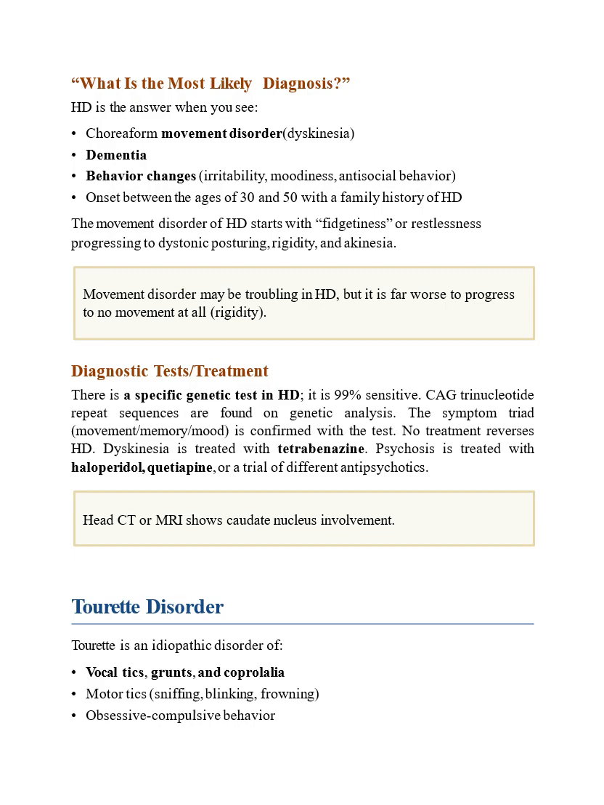When the question asks, what is the most likely diagnosis? HD is the answer when you see number 1, choreiform movement disorder or dyskinesia. Number 2, dementia. Number 3, behavior changes such as irritability, moodiness, antisocial behavior. And number 4, the onset is between ages of 30 and 50 with family history of HD.